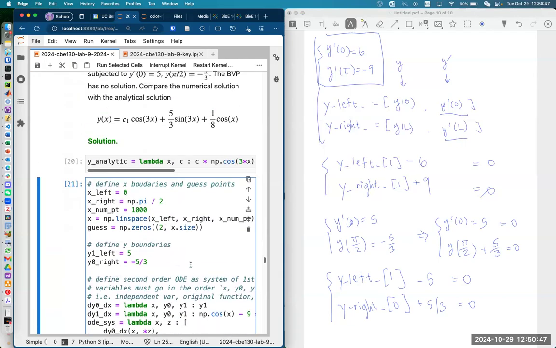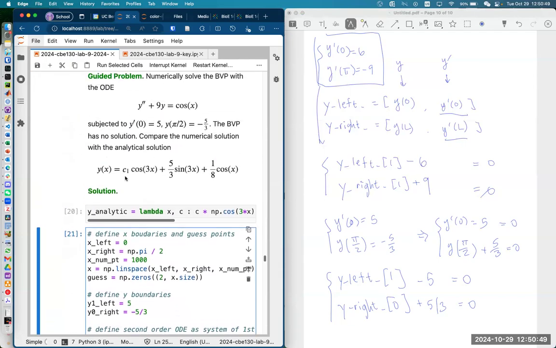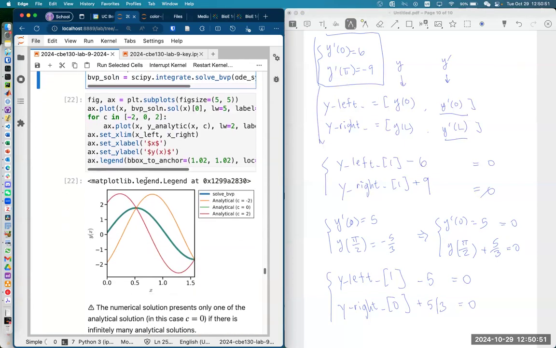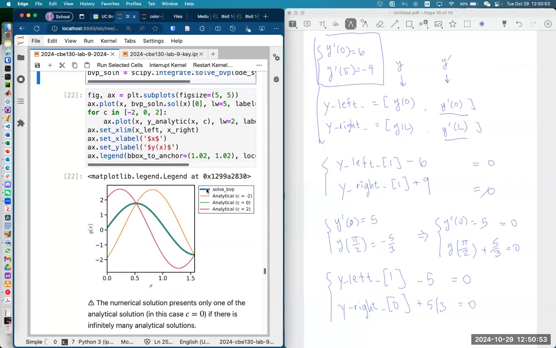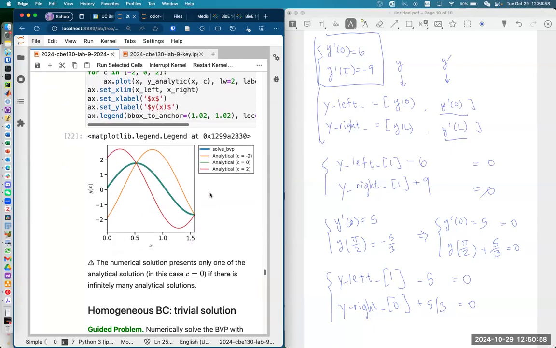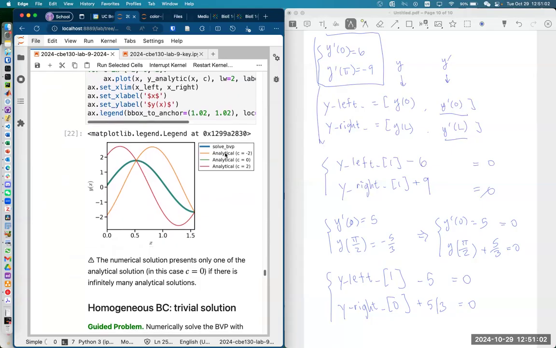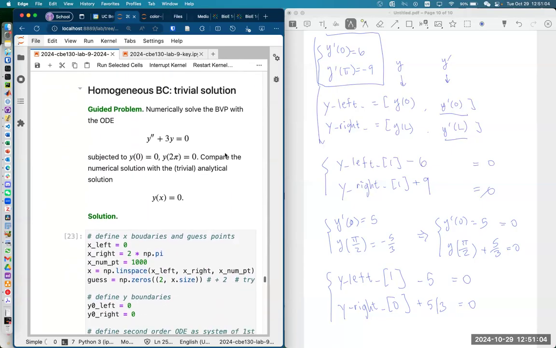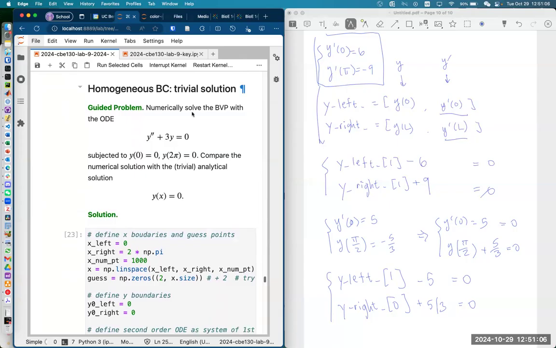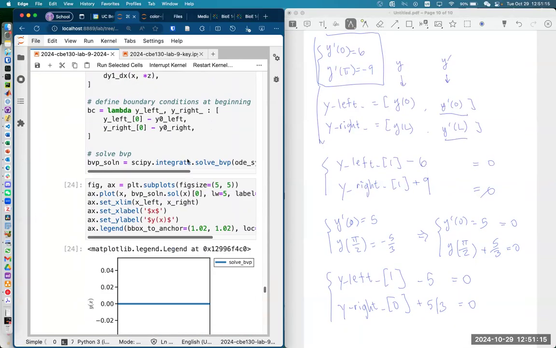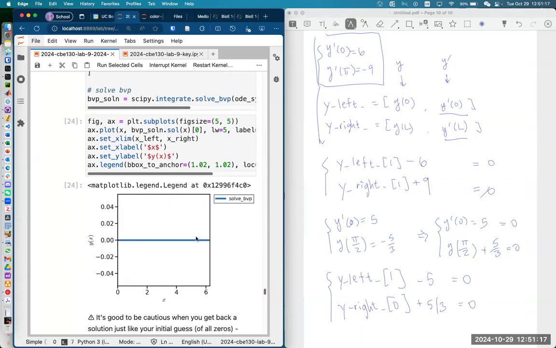In this case, again, we analytically found that it has infinitely many solutions, but the numerical solution only gives one solution. So it doesn't tell us if the BVP has just one solution, infinitely many, or 0. We can also look at trivial solutions. So this is a homogeneous ODE with homogeneous boundary values, and the solution for that gives just a 0.